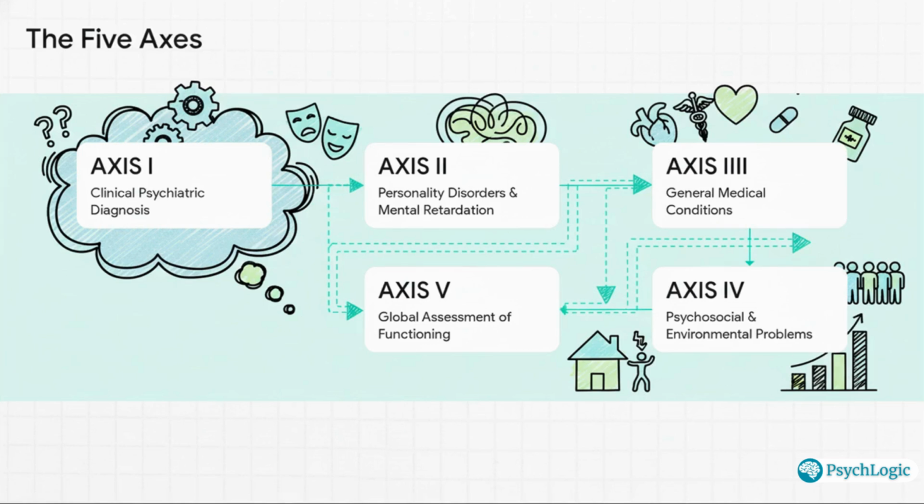Axis 3 is absolutely crucial. It notes any general medical conditions. Why? Because something like a thyroid problem can look a lot like depression. Axis 4 looks at external factors, psychosocial and environmental problems like losing your job or not having a good support system. And finally, Axis 5 gives a score for the person's overall level of functioning. When you put them all together, you get this rich, multi-dimensional picture of a person, not just a diagnosis.